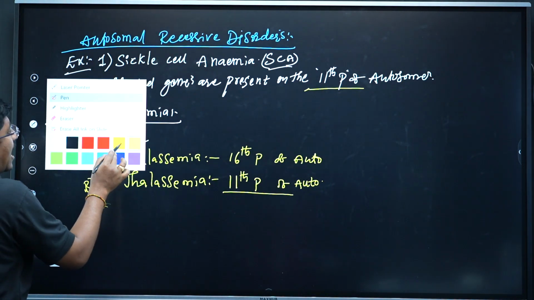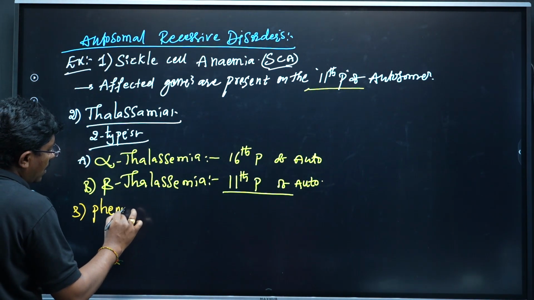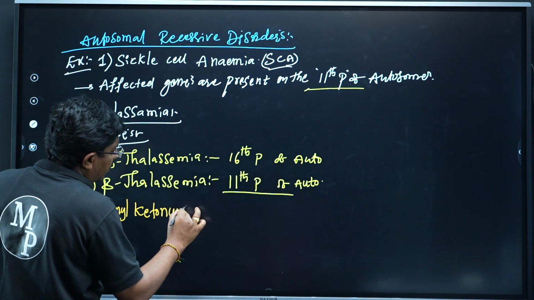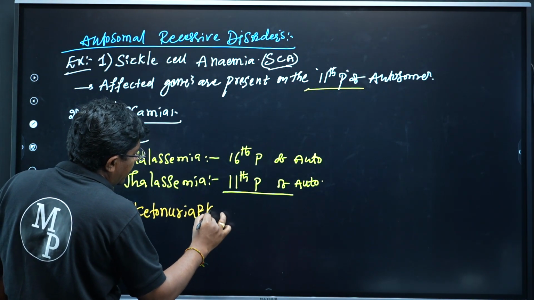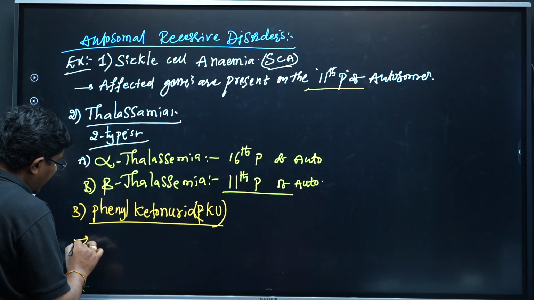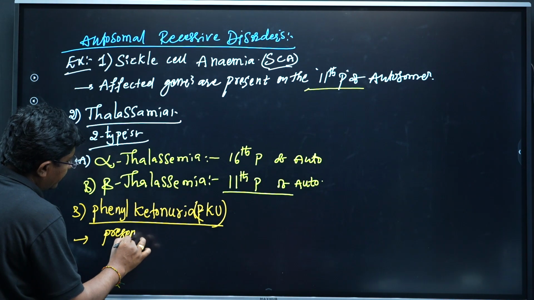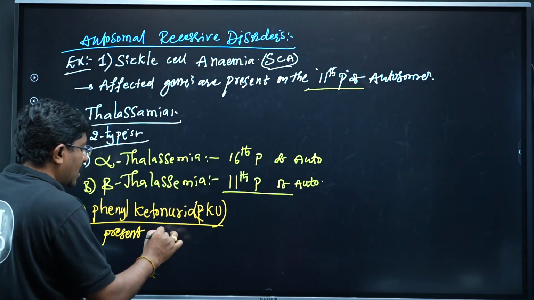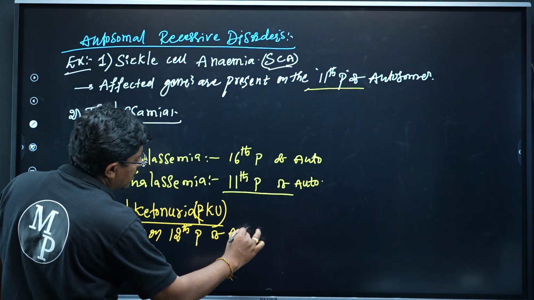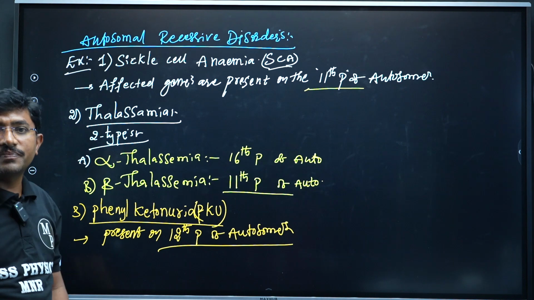After this, next third, phenylketonuria, PKU. The phenylketonuria affected genes are present on the 12th pair of autosomes.